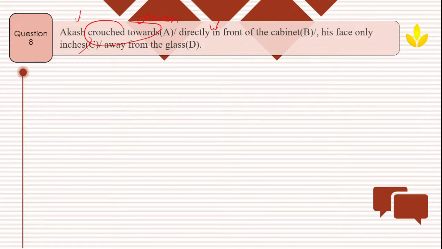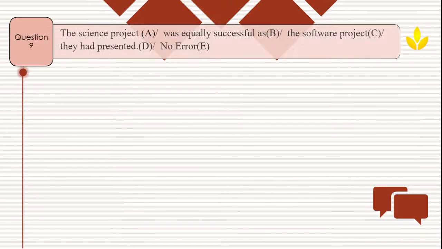So the sentence error is here. Crouched means down, towards means forward. So you cannot use two directions together here. That is the error. Next question.